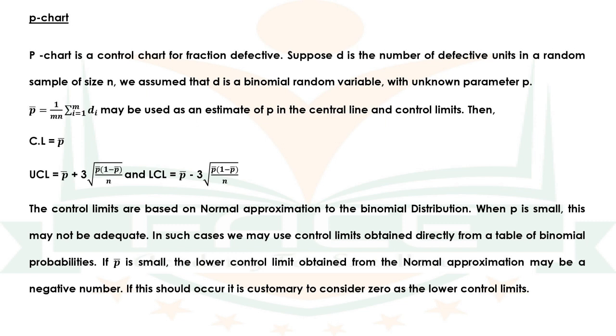When P is small, this may not be adequate. In such cases, we may use control limits obtained directly from a table of binomial probabilities. If P bar is small, the lower control limit obtained from the normal approximation may be a negative number. If this should occur, it is customary to consider 0 as the lower control limit.